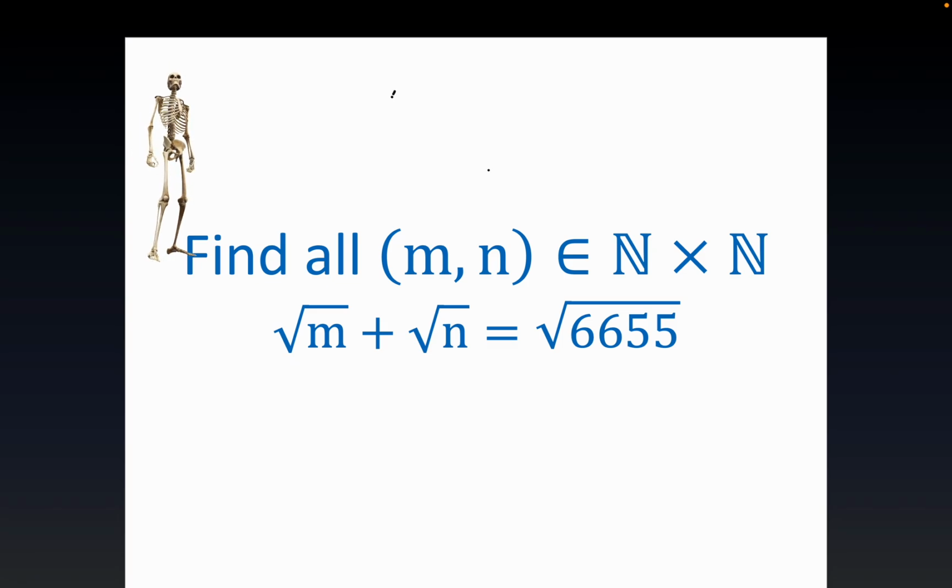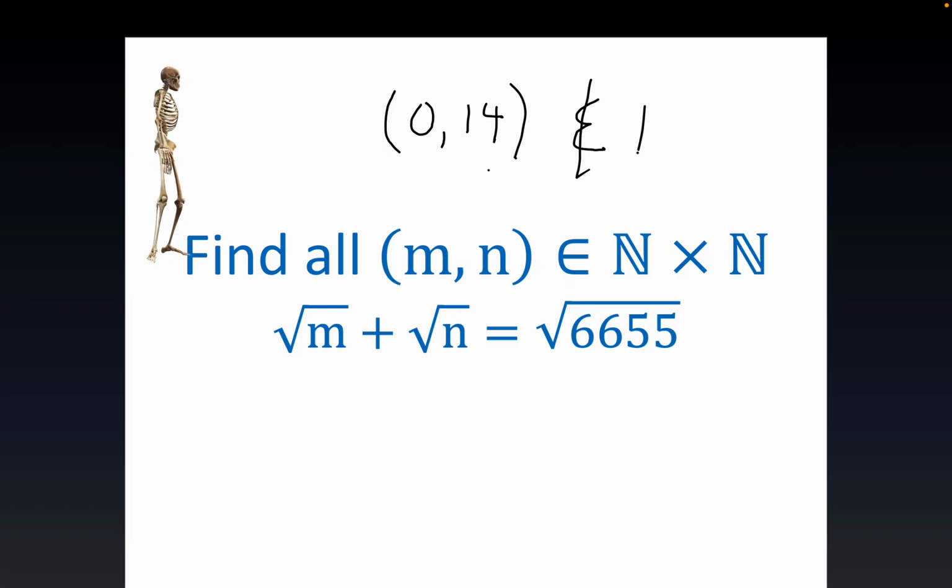Today we're looking for positive integer ordered pair solutions to this radical equation. And just to make sure you're comfortable with the notation here, I'm using N in the sense of positive integers. So say, for example, (0, 14) is not a member of the natural numbers cross itself. This is sometimes called the Cartesian product, I think. So we're just looking for positive integer ordered pairs that satisfy this condition here.